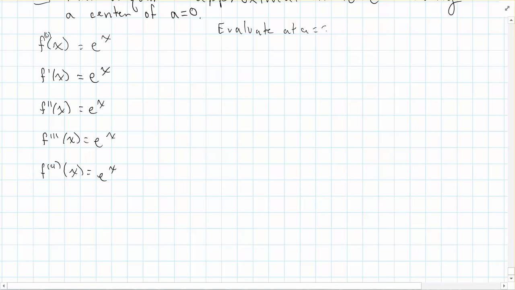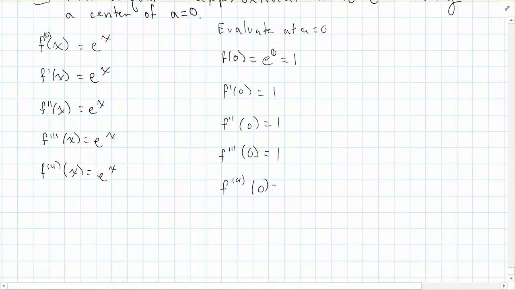Okay, so now remember we have to evaluate all of these, and in this case we're evaluating them at 0. But that is actually very convenient for me, because f at 0 is just e to the 0, which is 1. And then f prime at 0 is 1, f double prime at 0 is 1, f triple prime at 0 is 1, and the fourth derivative at 0 is 1.